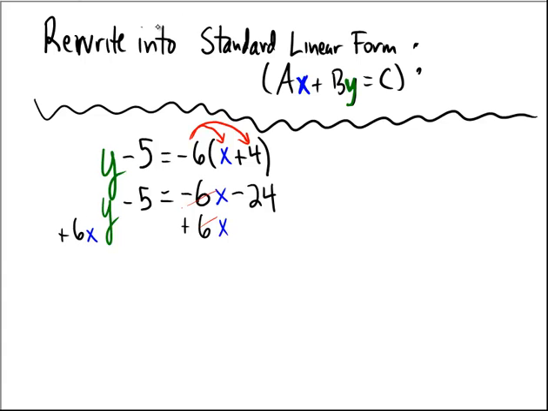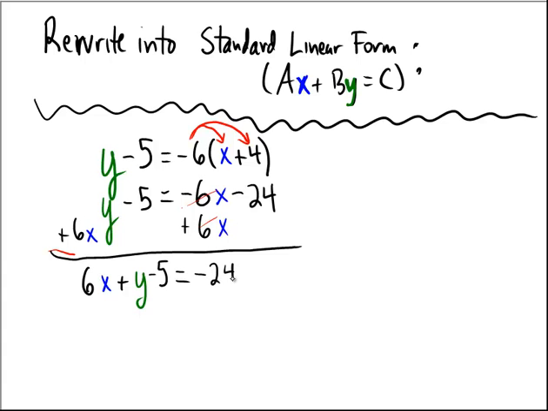So after such a move, we have a plus 6x. We also have a y, which was positive, so that would be a plus y. Notice I never touched the minus 5, so technically I have to leave that over here for now. The negative 6x and the positive 6x cancel out, and so we are left with the number negative 24. And this gets us closer to the standard linear form of Ax plus By equals C.